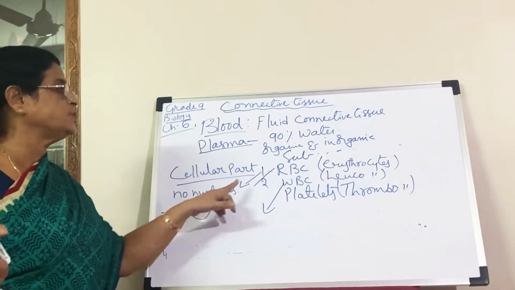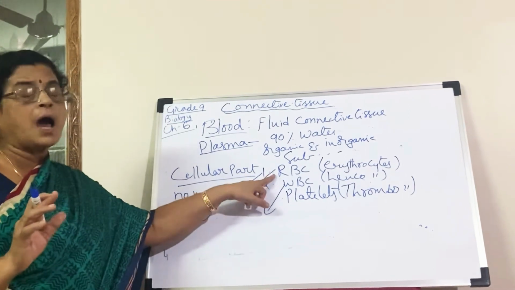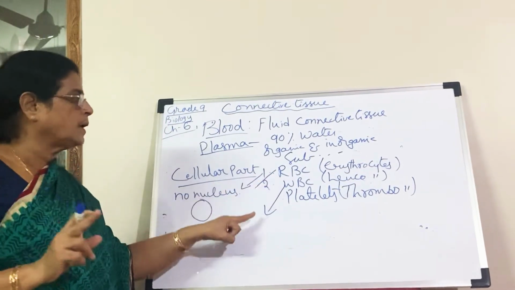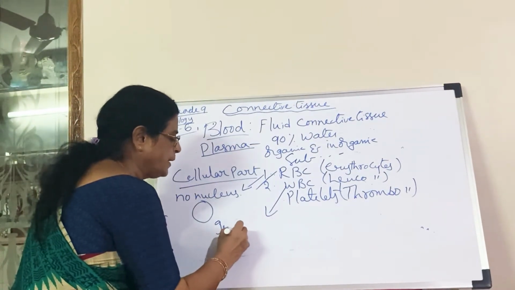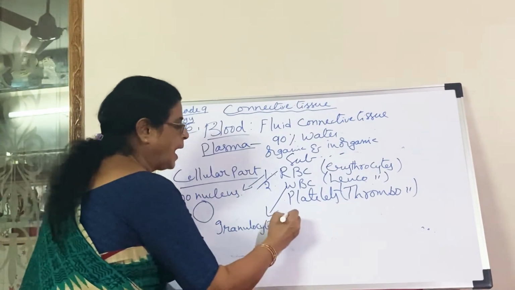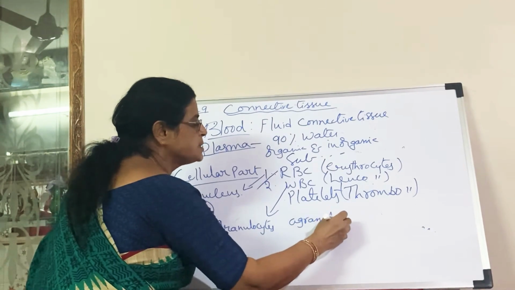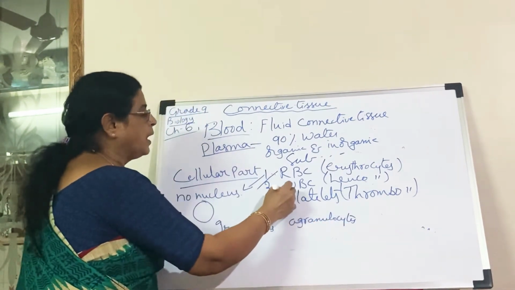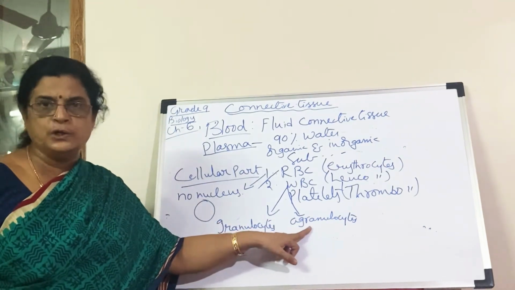Hemoglobin is not present here. They are white in color or colorless. Whereas RBC have no nucleus, coming to WBC, there are two types. One is granulocytes and the other is agranulocytes. WBC are divided into two: granulocytes and agranulocytes.